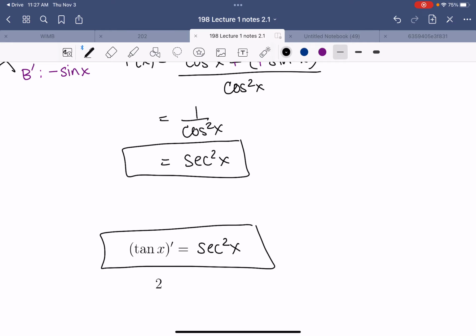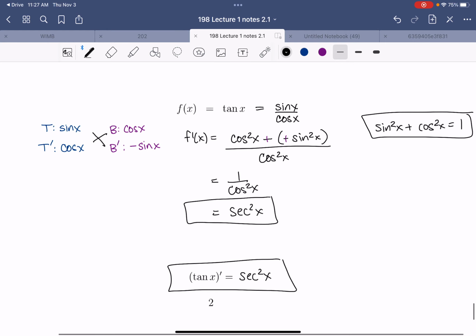Now this is one that I would expect you to be able to do. I would expect you to do exactly what I just did. Rewrite tangent as sine over cosine. Use the quotient rule to show that the derivative turns out to be secant squared.